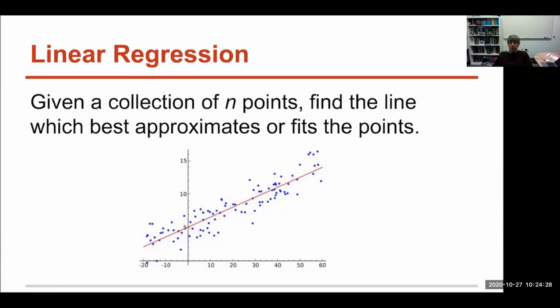Why is this a machine learning model? Well, once you have the line, for any value of x you can now predict what the associated value of y is, by basically it being the point on that line. And so linear regression asks, given a set of points, find the line that best fits those points.